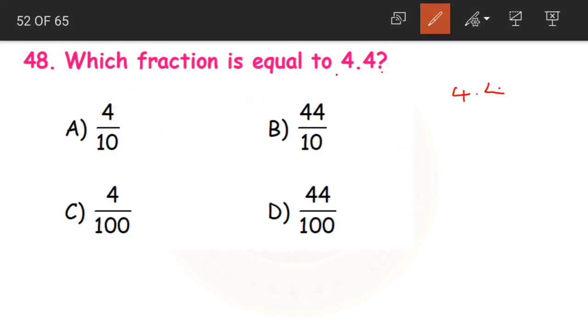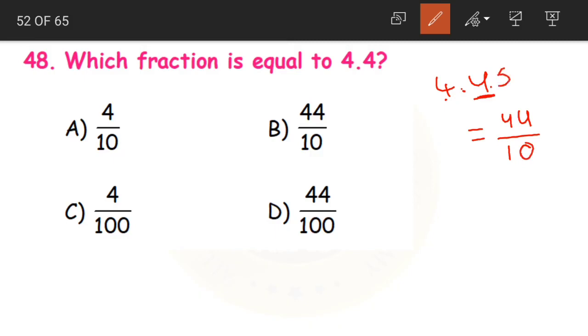Now when we have the decimal 4.4, how will we convert it into a fraction children? Write the decimal as it is without the decimal point. For the denominator, place 1, and then if you observe the decimal number, we are having only one decimal place. So in the denominator, we will place only 1 zero to the right of 1.